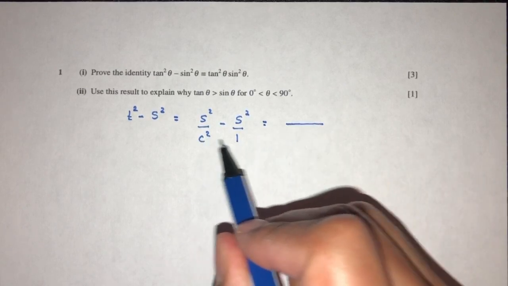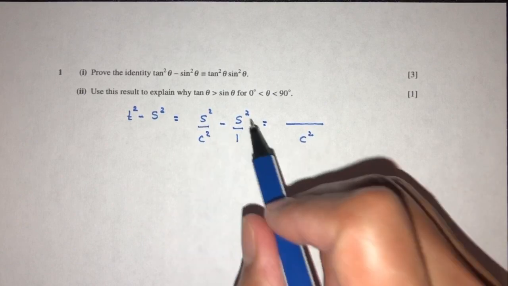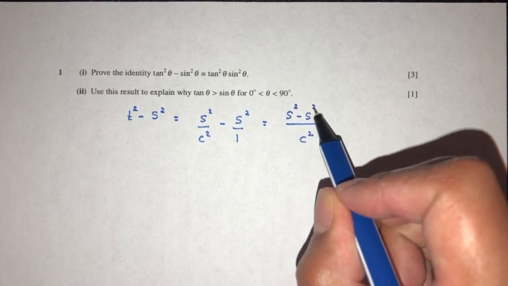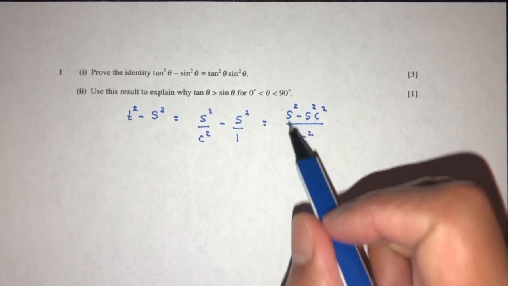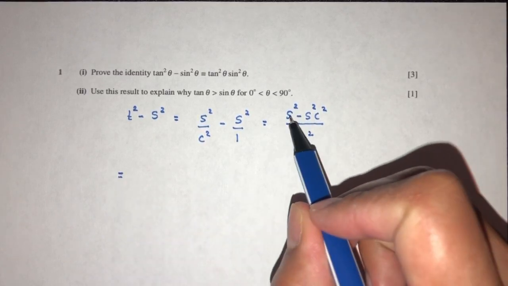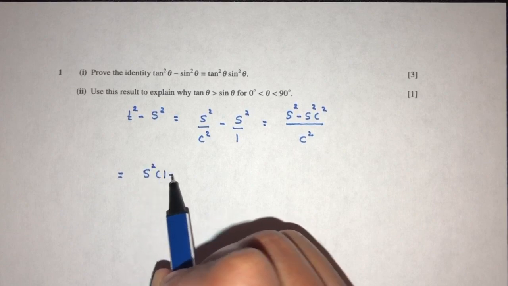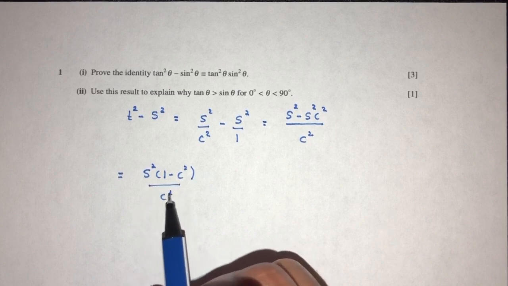So we can multiply them by each other. So 1 times cos square will be cos square. And then we have to cross multiply. That will be sine square minus sine square cos square. So now we can try to factorize the top value here. Because we have sine square common, so factorize sine square, that will be 1 minus cos square over cos square.